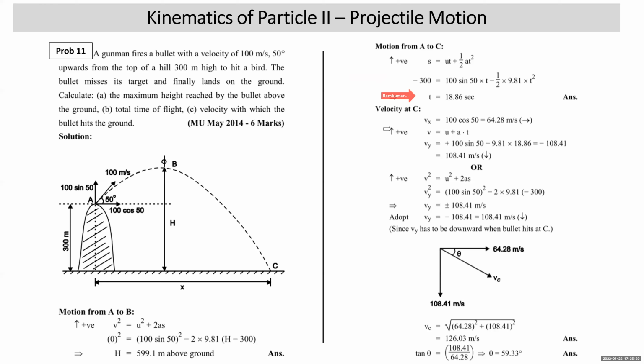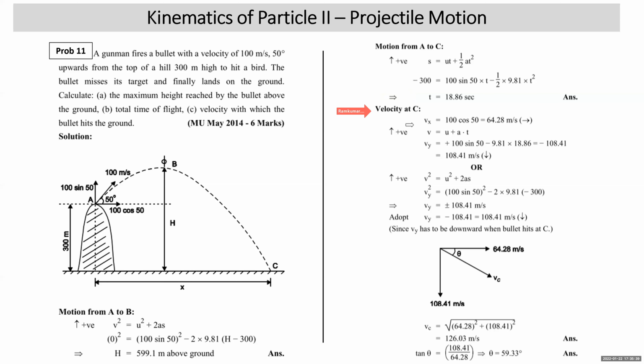Then we come to velocity at C. Time we have got it. If you want to find x, that is the horizontal distance, so what will be that? 100 cos 50 into t. Your horizontal distance can also be arrived at. But that has not been asked in this problem. What is asked now, the third unknown, is velocity at C.